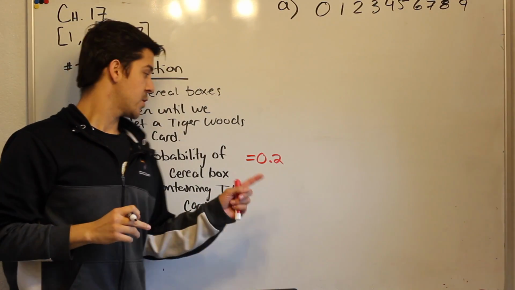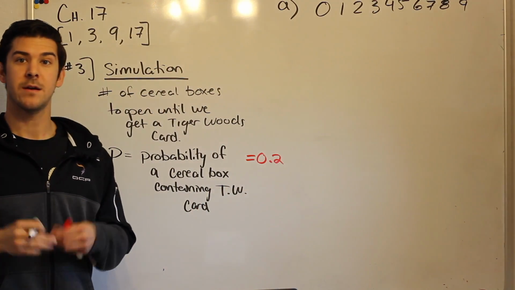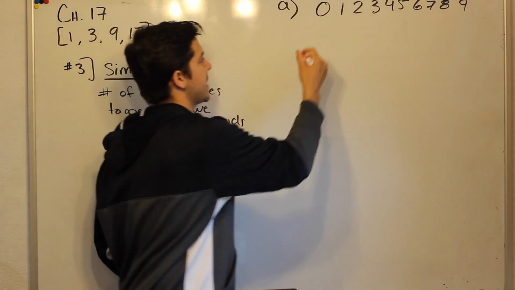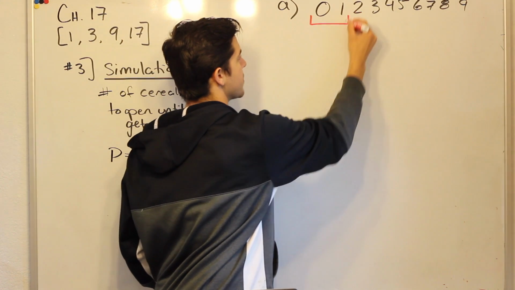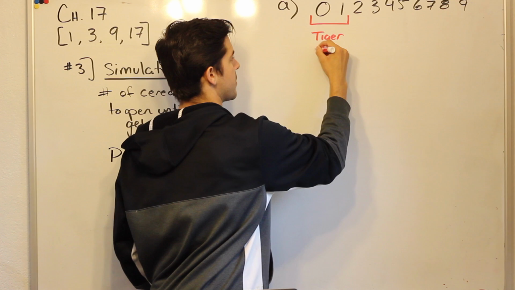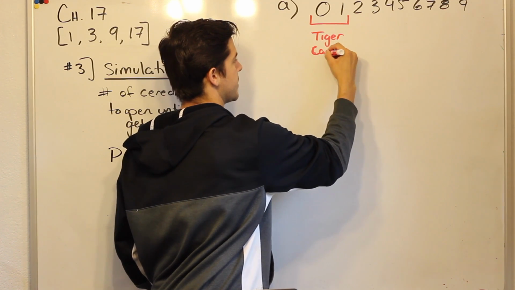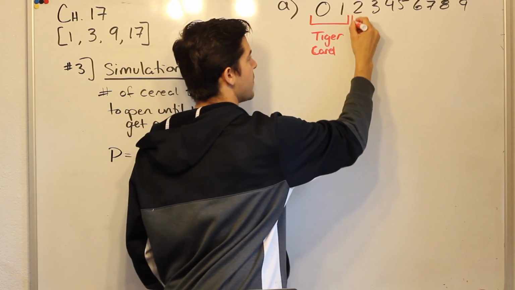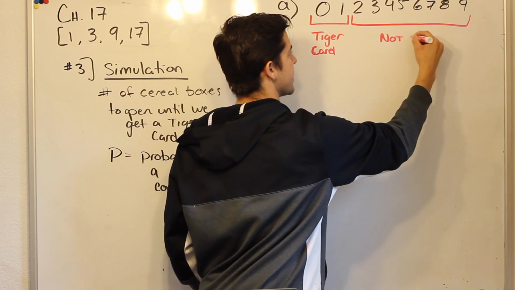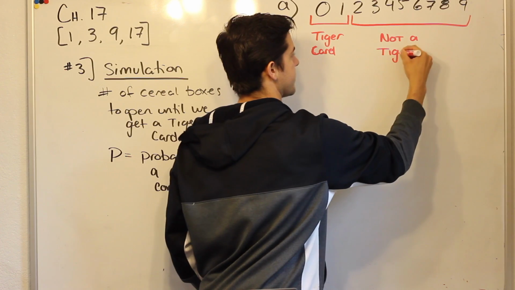And I'm going to make 20% of them equal a Tiger Woods card. In this case, 20% is 1/5. So the numbers 0 and 1 are going to represent a Tiger Woods card, or a Tiger card. The rest is going to be not a Tiger card.